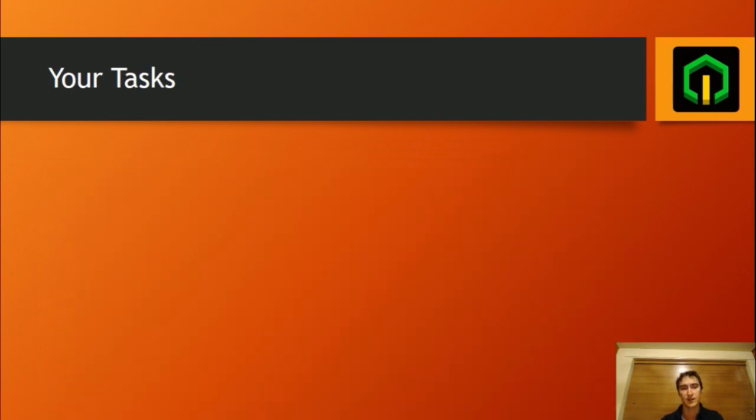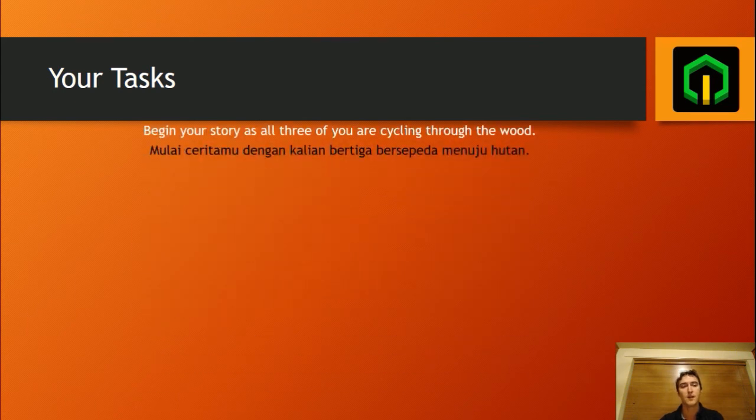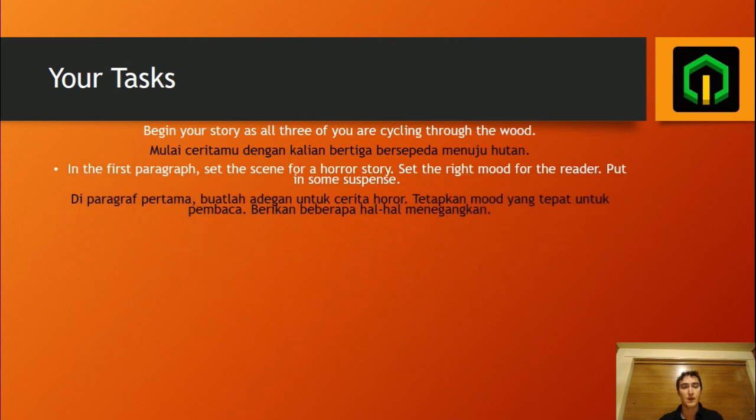So, your tasks for today. Begin your story as all three of you are cycling through the wood. In the first paragraph, set the scene for a horror story, which means a scary story. Set the right mood for the reader. Put in suspense.